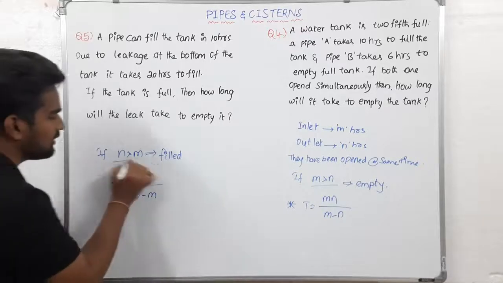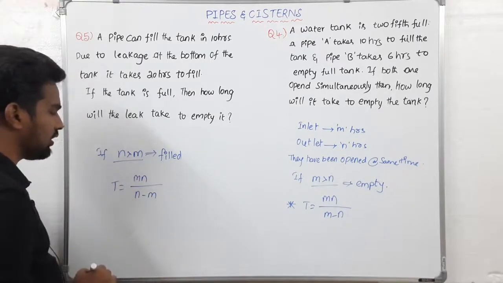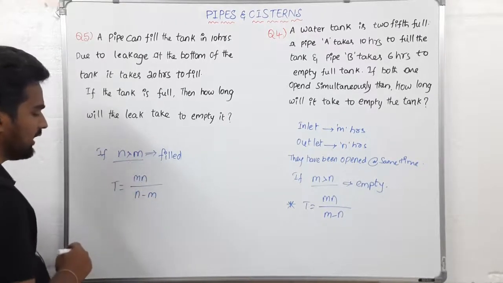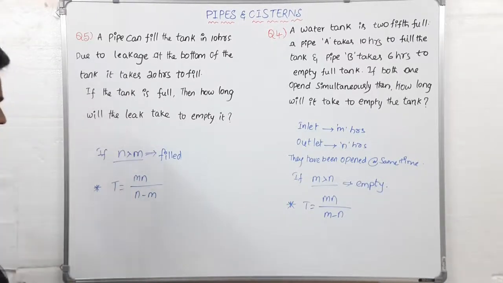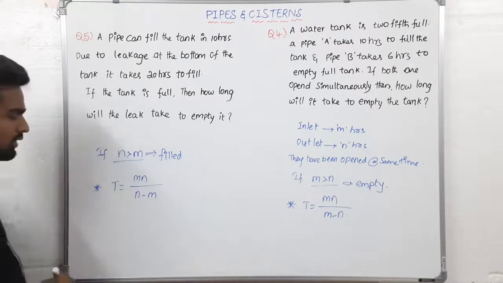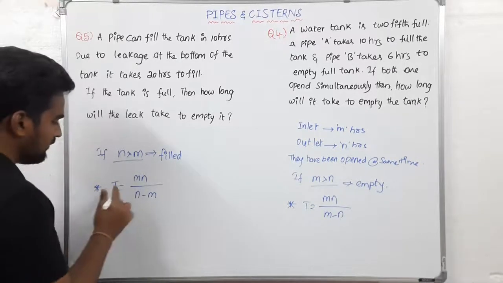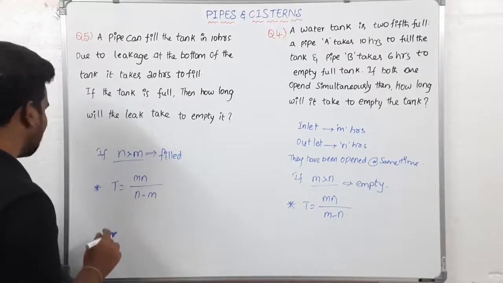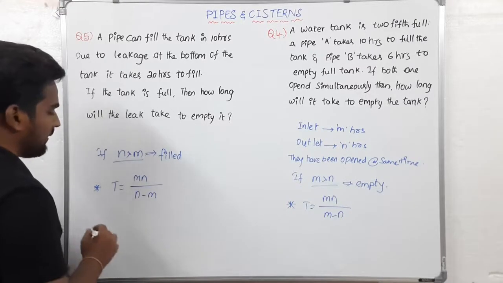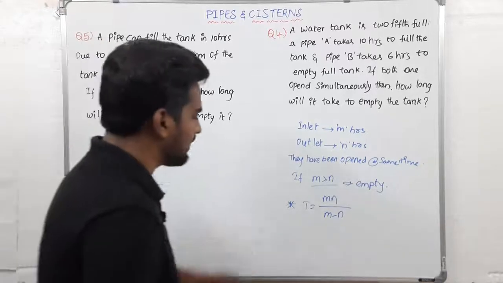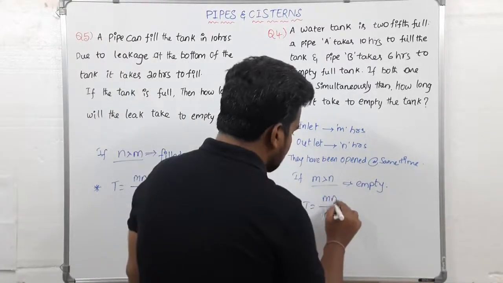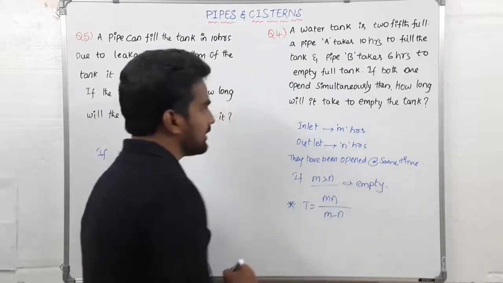What is the condition? The outlet pipe takes more time than the inlet pipe, and both pipes are opened simultaneously. Very easy to remember. If the outlet pipe takes more time, we use mn by n minus m. If the inlet pipe takes more time, we use mn by m minus n.